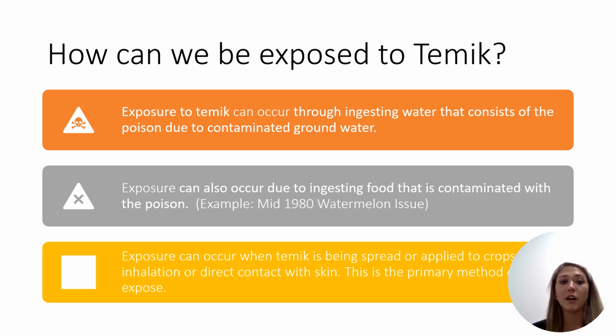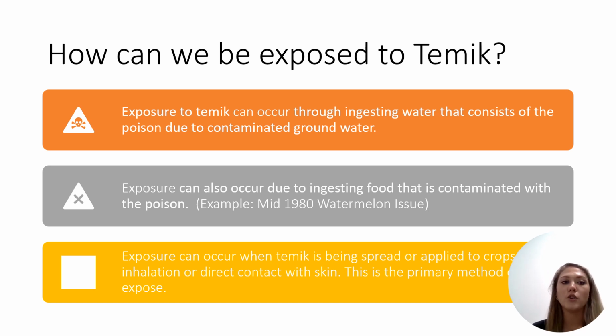Exposure to Temik can occur through ingesting water that contains the poison due to contaminated groundwater. So when Temik is applied to the crops, due to rain or runoff or anything of that nature, it can get into groundwater, which can then get into our drinking water. This is one way we can be exposed to Temik.